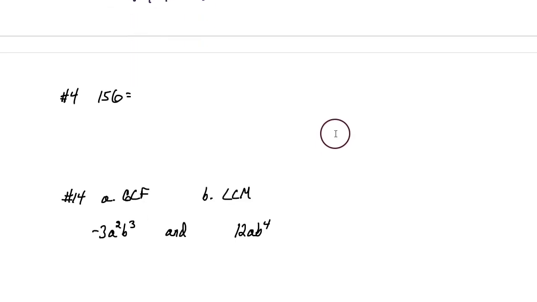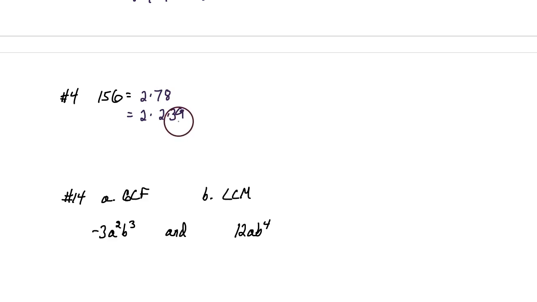Number 4. Take 156 and divide it by 2 on a calculator, and you'll get 78. So you know you can write this as 2 times 78. Well, 78 is an even number, so it divides by 2. So now we have 2 times 2 times 39, where we're using 2 times 39 to replace 78.